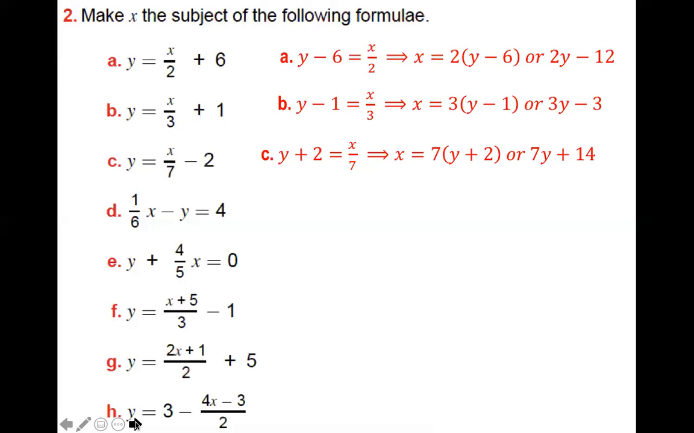The next one, I'm going to get rid of the negative y, because remember the objective is to make sure that we've got x on one side. And you've noticed here, instead of writing x over 6, they just wrote it as 1 over 6 times x, exactly the same thing. So I get y plus 4, then you times by 6 both sides, and you get your 6, open bracket, y plus 4, close bracket.